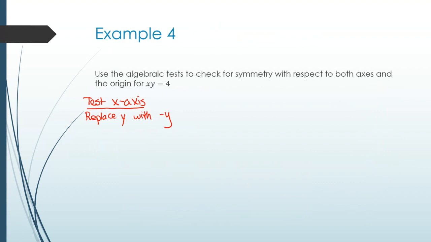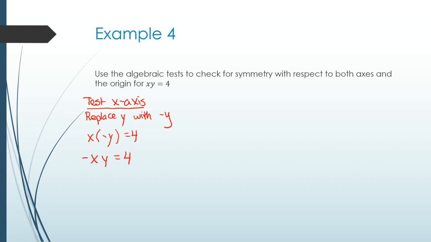So our equation is xy equals 4. So instead of xy, it's going to be x times negative y, because it's x times y. Now I'm replacing y with negative y. So when I try to simplify this left side, I have negative xy equals 4. And you're basically trying to see, do you get the same equation? So our original equation is xy equals 4, but I have negative xy equals 4. Those are not the same.